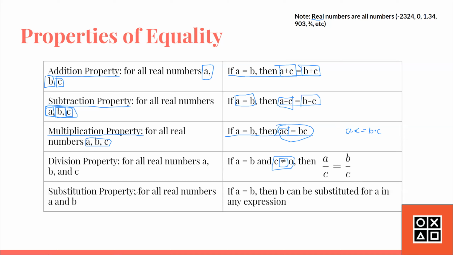Next, the substitution property. So for all real numbers A and B, if A equals B, then B can be substituted for A in any expression. So B can equal A or A can equal B. So if there's an equation A plus 1 equals 5, and then over here you get B equals 4, then you can substitute B for A, and you already know that B is 4, so 4 plus 1 equals 5, and that's correct.